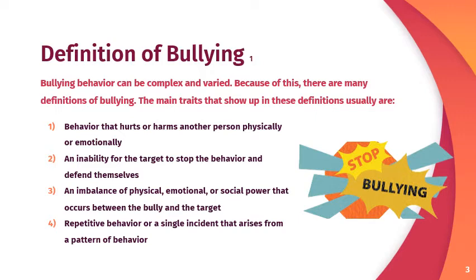So, for the definition of bullying, bullying behavior can be complex and varied. Because of this, there are many definitions of bullying. The main traits that show up in these definitions usually are behavior that hurts or harms another person physically or emotionally, an inability for the target to stop the behavior and defend themselves, an imbalance of physical, emotional, or social power that occurs between the bully and the target, and repetitive behavior or a single incident that arises from a pattern of behavior.